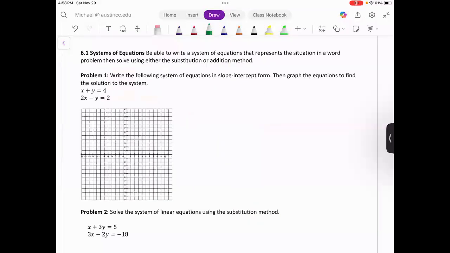On to systems of equations. So when we have two equations, and we need to solve them graphically, the first thing we want to do is get them in slope-intercept form so they're easy to graph. So if we start with that x plus y equals 4, subtract x from each side, and we get negative x plus 4. So let's plot that.